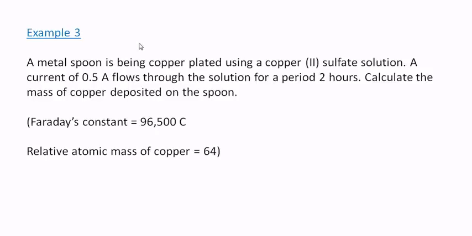Let's look at a last example. We have a metal spoon that is being copper plated using copper 2 sulfate as the electrolyte. A current of 0.5 amp flows through the solution for a period of 2 hours. Calculate the mass of copper deposited on the spoon. And they gave us the Faraday's constant as 96,500 and the relative atomic mass of copper is 64.